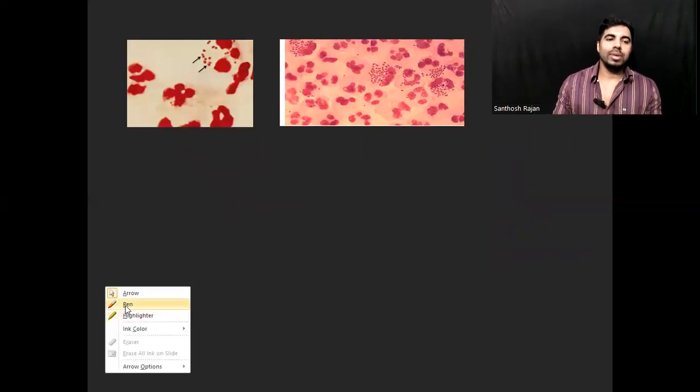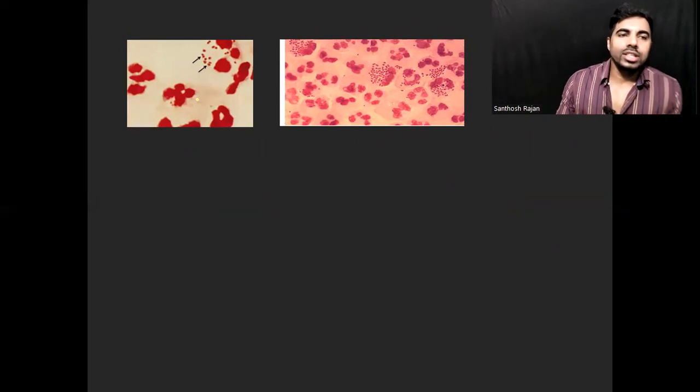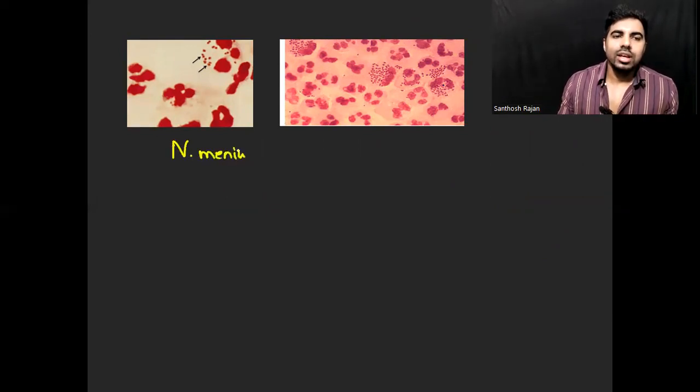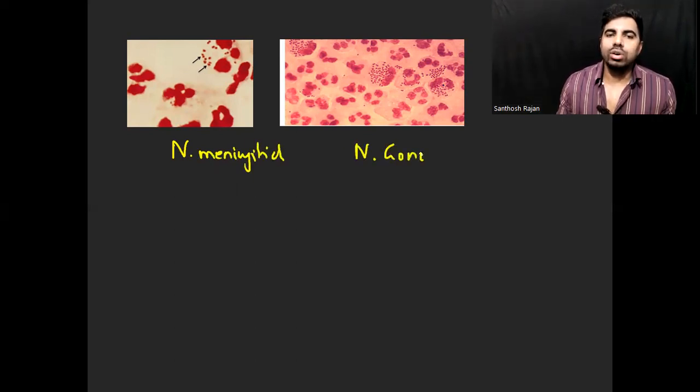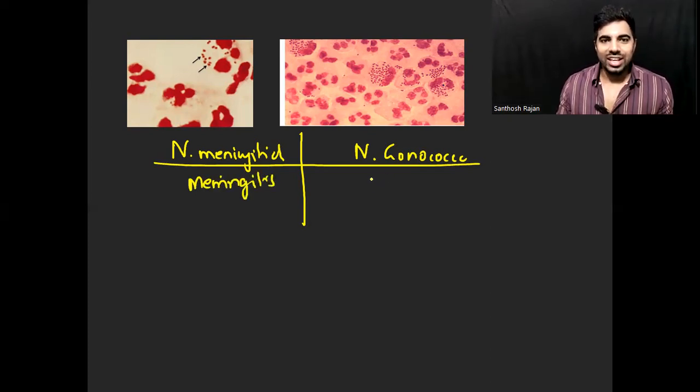Because we're on Neisseria, maybe a little bit about Neisseria could be useful. When you talk about Neisseria, this is Neisseria meningitidis, and Neisseria gonococcus. You know that one. Meningitidis causes meningitis. Gonococcus causes what? Neisseria gonorrhoeae causes urethral STD. That is the most common cause of urethral discharge.